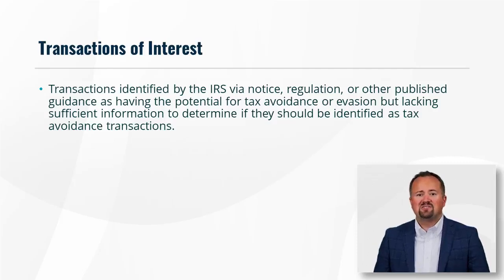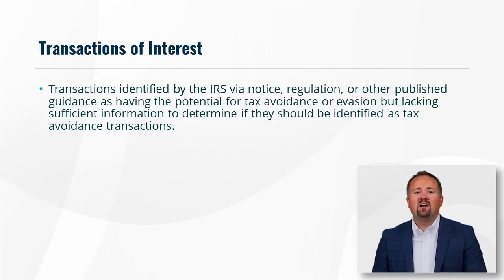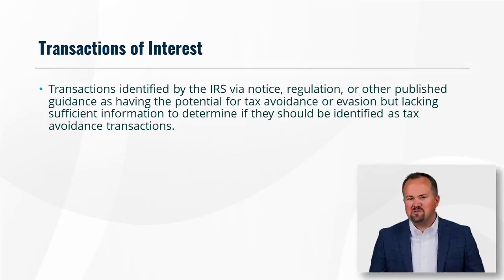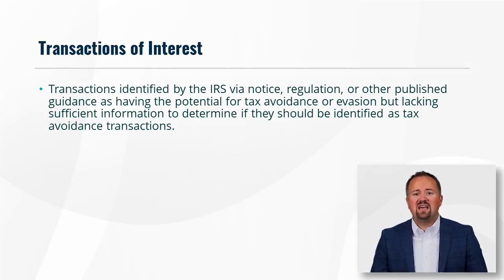Finally, transactions of interest, or TOI, are transactions the IRS and the Treasury Department believe have the potential for tax avoidance or evasion, but lack sufficient information to determine whether the transaction should be identified specifically as a tax avoidance transaction. Think of this as the emerging issues category. Again, similar to the listed transactions, the IRS publishes an ongoing list on the IRS website.